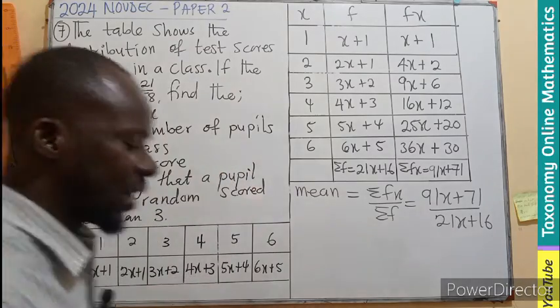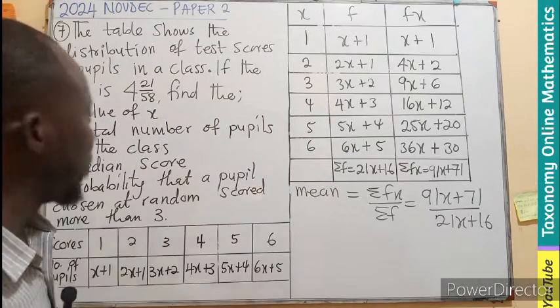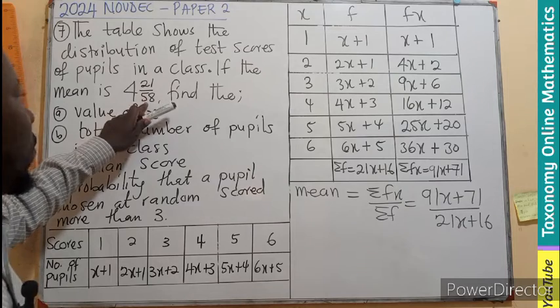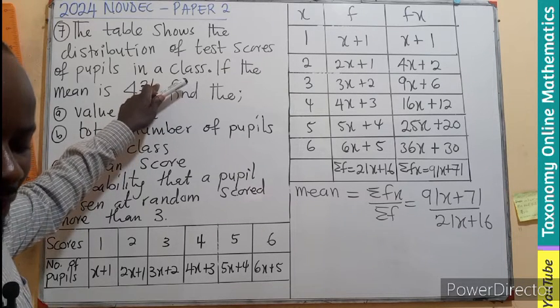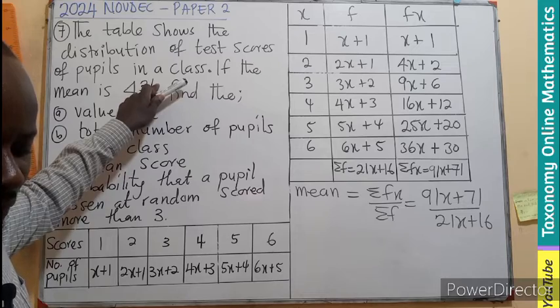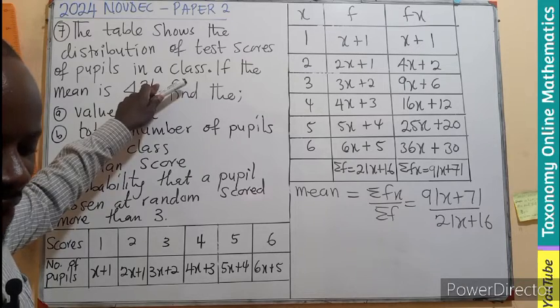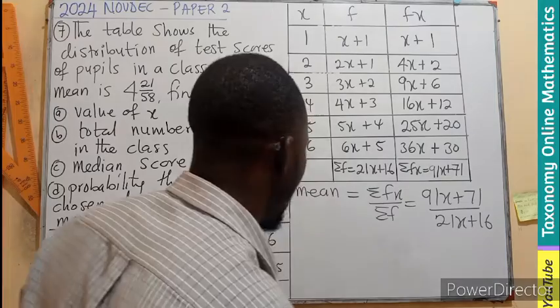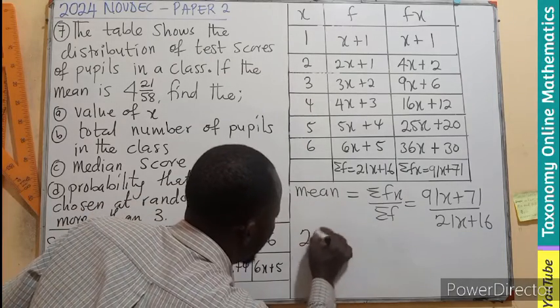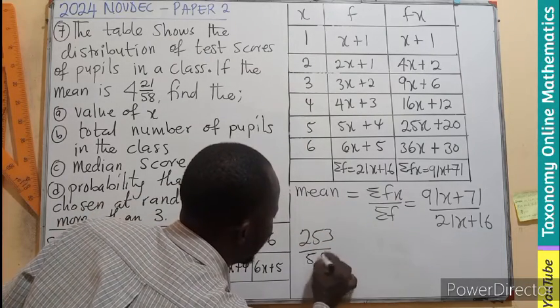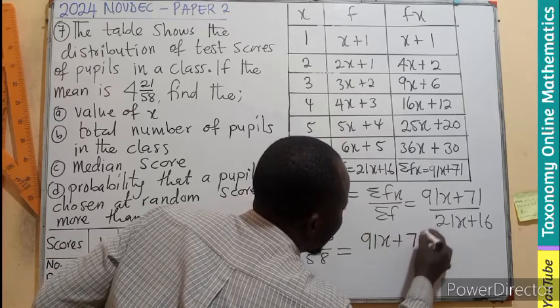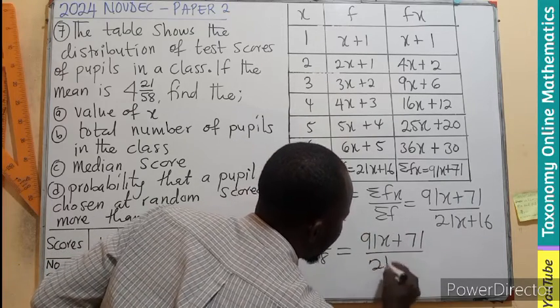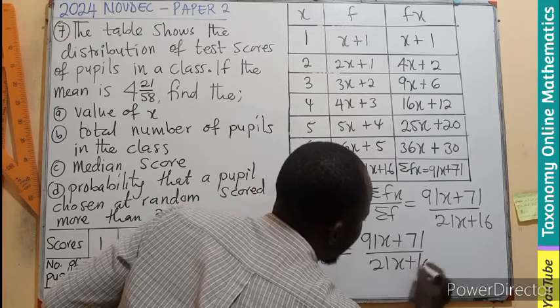I think we can change that. So 4 will multiply 56. Then we add 21 to it. And that will give us, if you multiply that, 253 on top. So 253 divided by 58 equals 91x plus 71 over 21x plus 16.